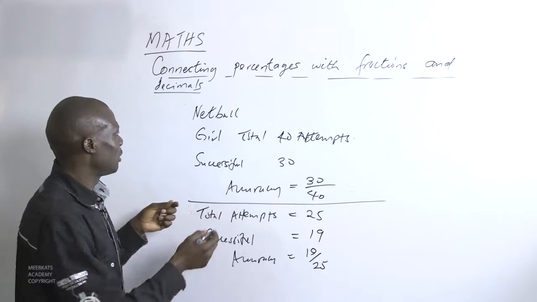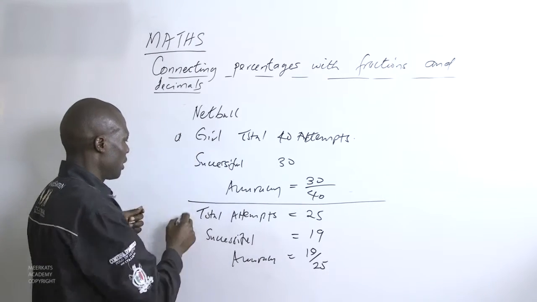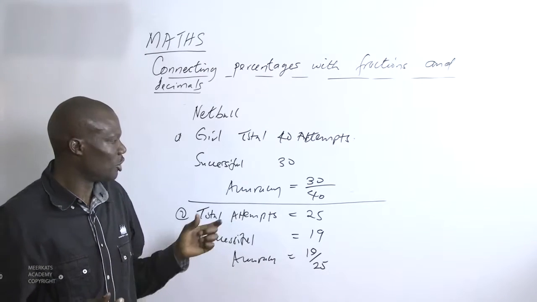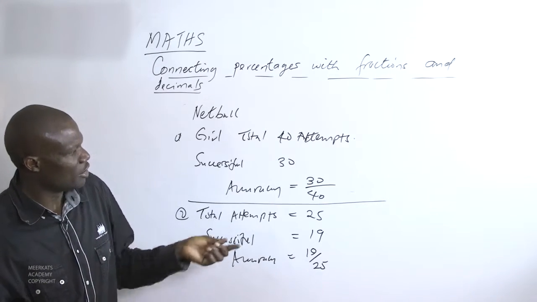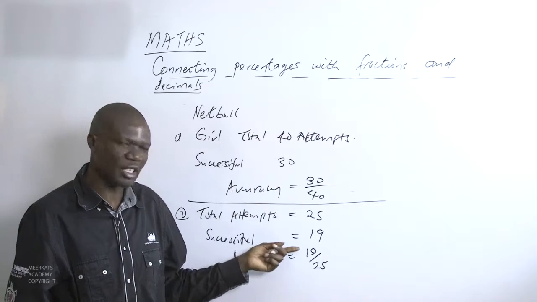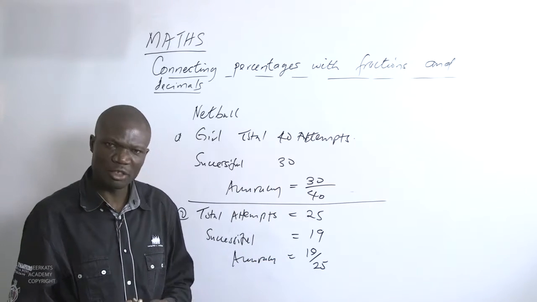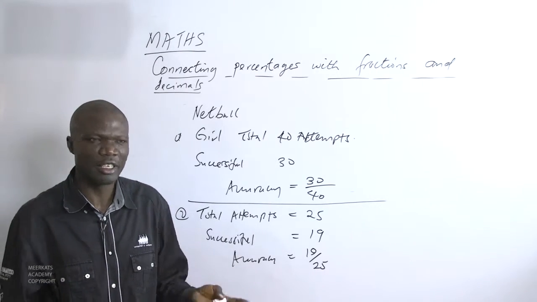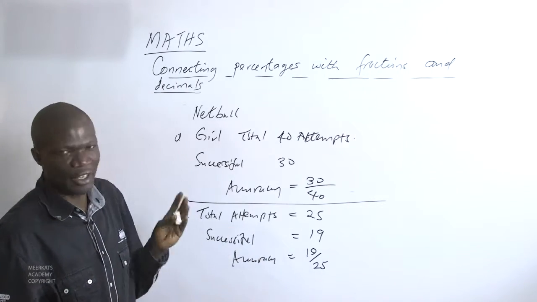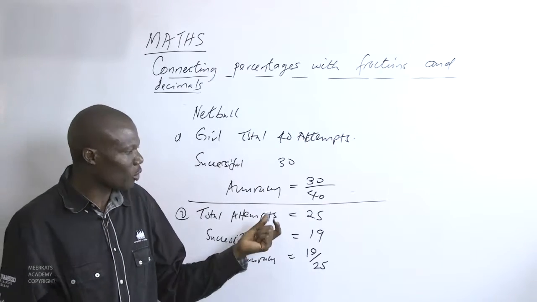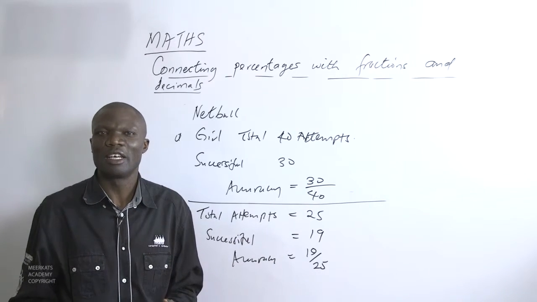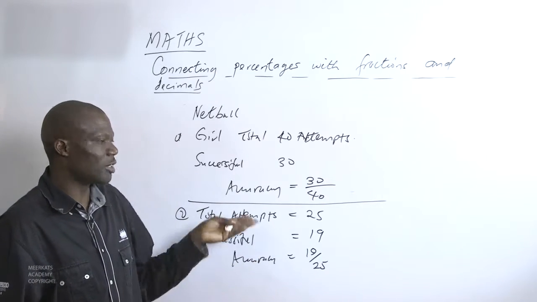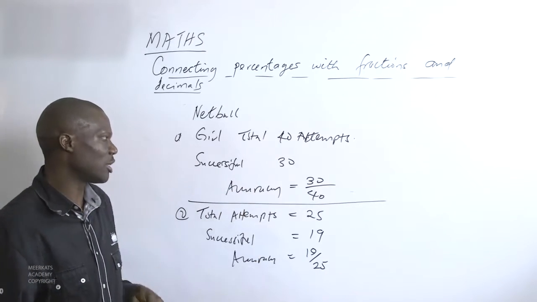So when we want to compare the first girl and the second girl and find out who was more accurate, you see, this is 30 over 40 and this is 19 over 25. It looks a bit odd. We cannot easily find the results. That's why, when we bring in the percentage, it becomes very easy to compare the results. Let us bring in the percentages for both girls.